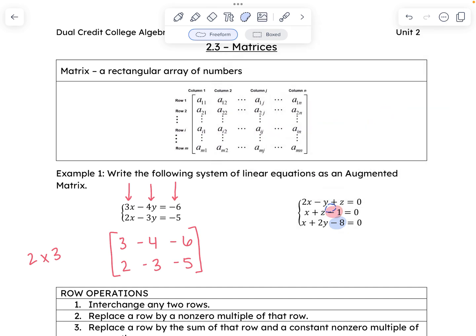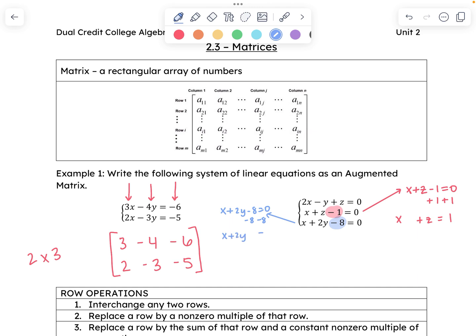Let's do the pink. So I'm going to take my first equation right here, and if I have x plus z minus 1 equals 0, I can add 1 to both sides. So I get x plus z is equal to 1. And if I take this equation right here, where I have x plus 2y minus 8 is equal to 0, I can subtract 8 from both sides, so x plus 2y is equal to 8.